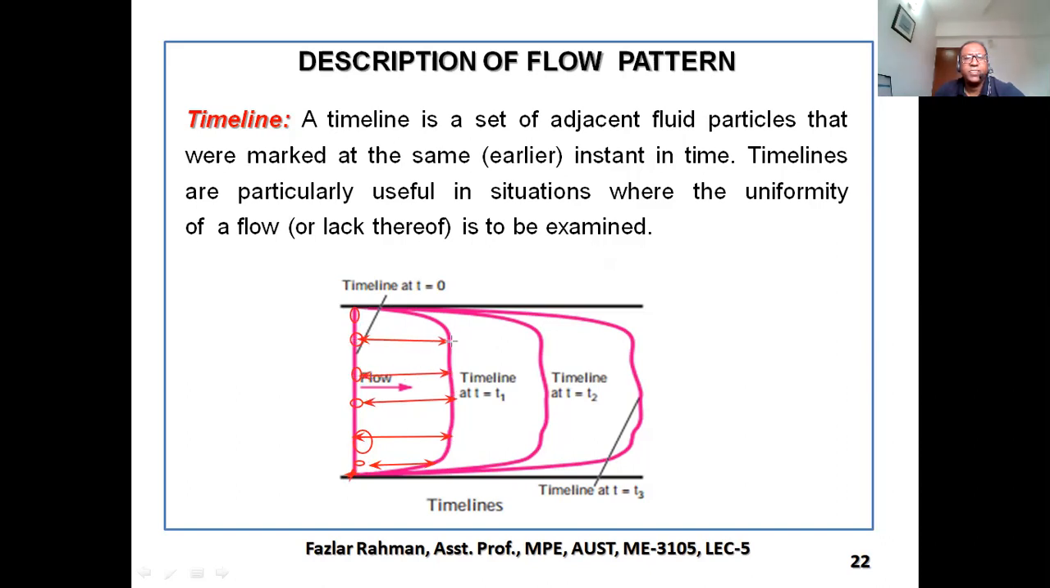This one travels this much, this one travels this much. So what did you see? All the adjacent fluid elements take the same amount of time, but they don't travel the same distance. So at a time t1, this is the distance traveled by the fluid elements. If you connect this line, then this line is called a timeline. This is the timeline over time t1, say 2 seconds. What is the timeline after 5 seconds? That will be like this one; it will travel maybe this much. This one might be this much.